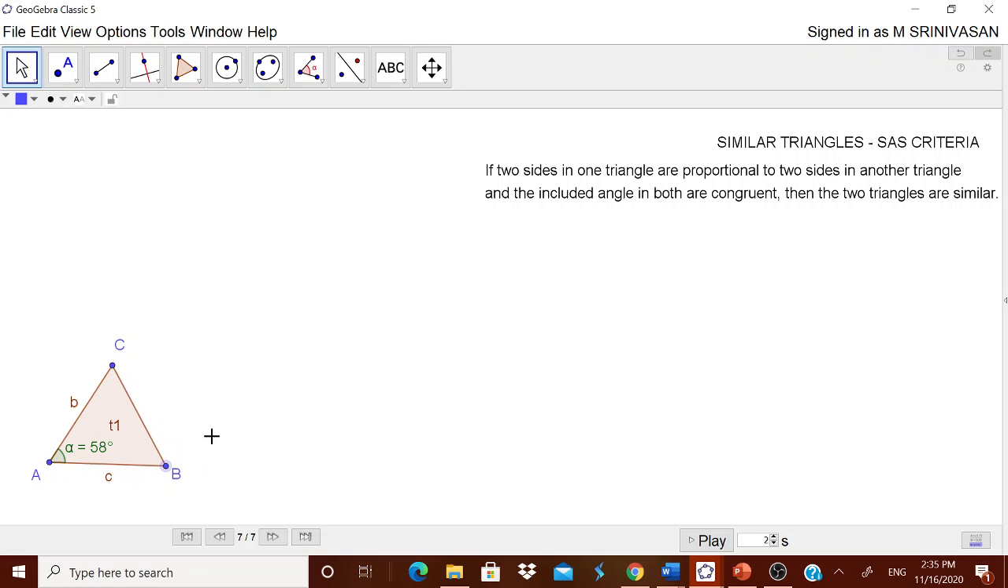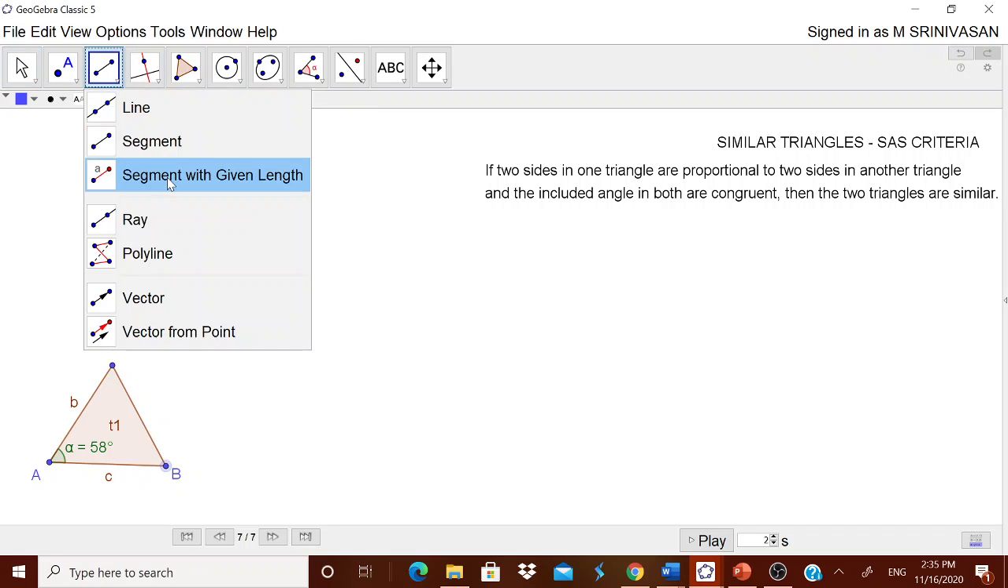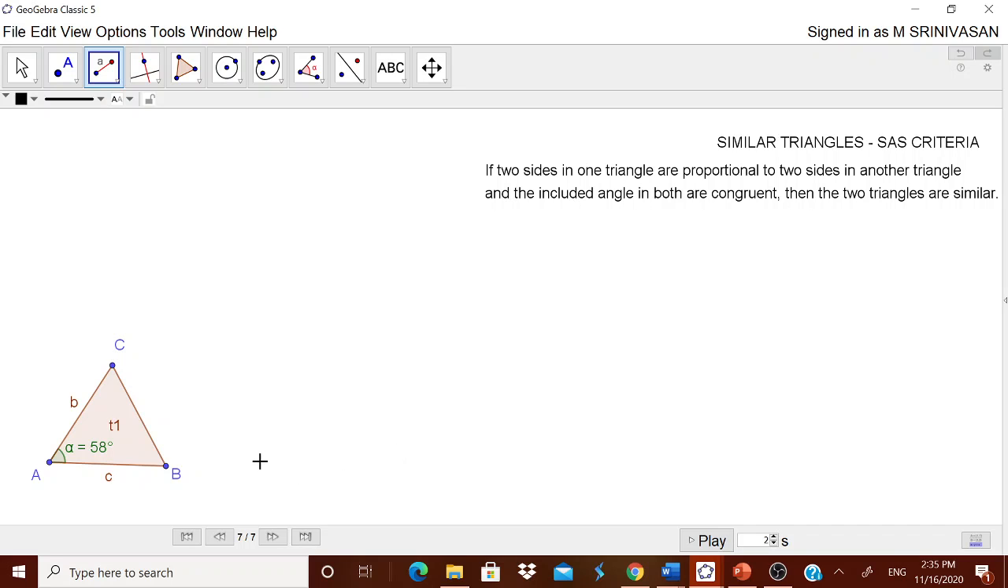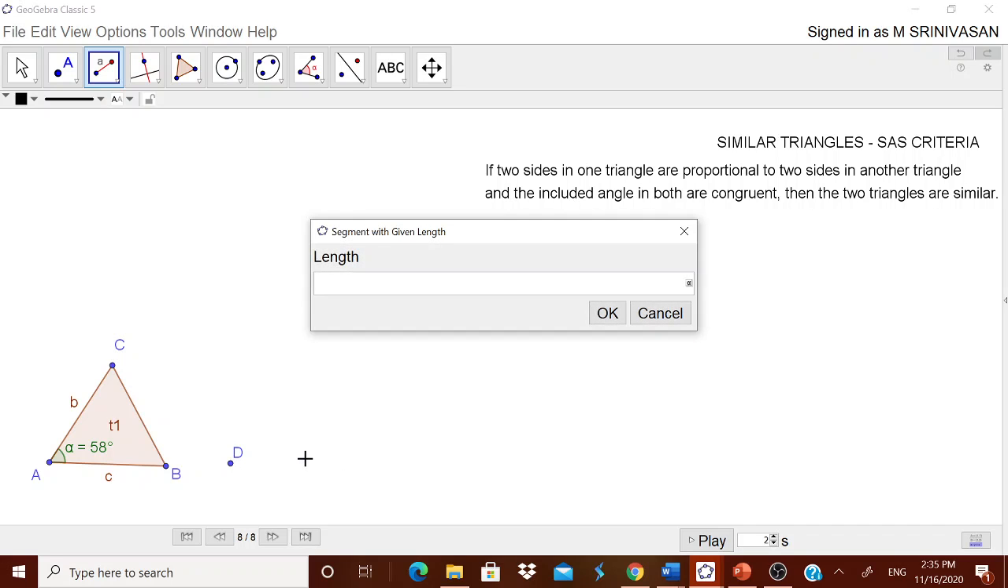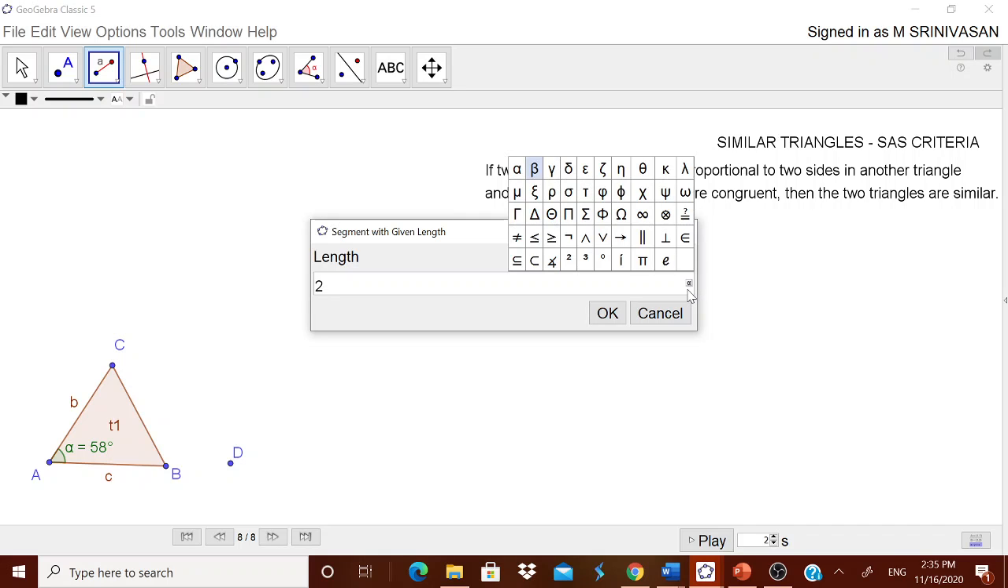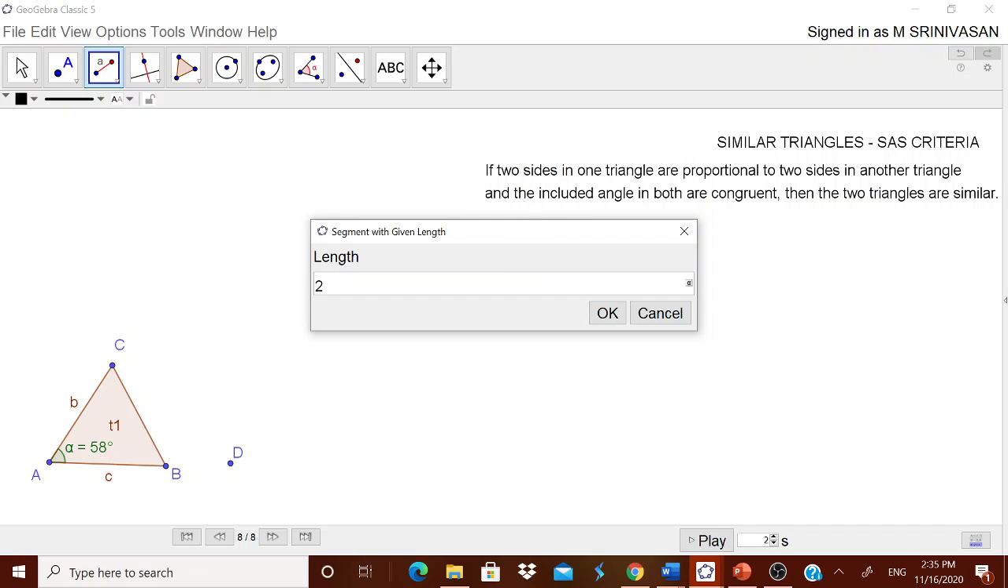Now let me try to construct another triangle. For that, let me go to this segment with given length. It is very important. Just touch it, and it will ask you what length you want. Now I want a length proportional to AB. Therefore, let me type 2. Then you can have the multiplication symbol or you can have the star symbol also so that it will get multiplied. Therefore, 2 star then small c.